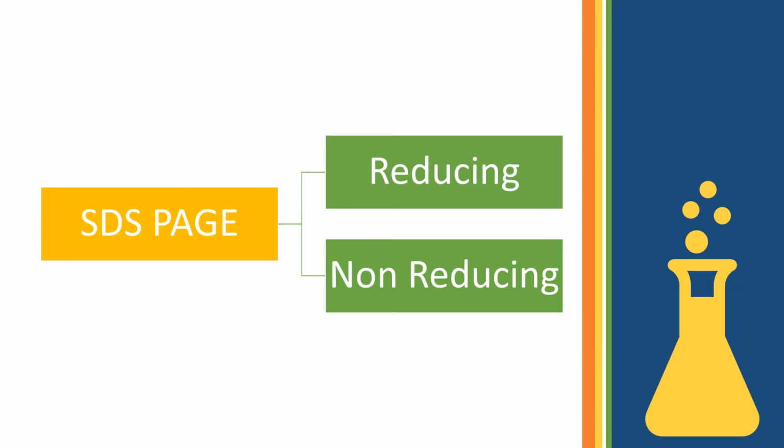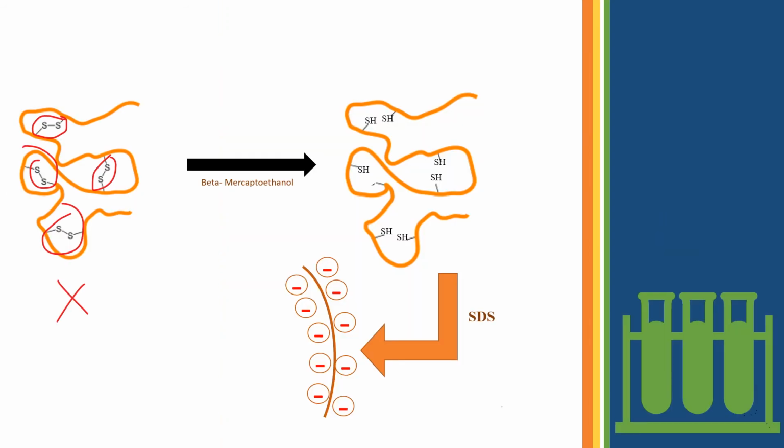SDS-PAGE is usually done in two conditions: reducing and non-reducing conditions. Non-reducing is simple. The proteins are treated with the anionic detergent and loaded into the discontinuous gel, and resolution takes place. Whereas in reducing SDS-PAGE, we use a reducing agent, for example beta mercaptoethanol or dithiothreitol, to break the inter-chain or intra-chain disulfide linkages.